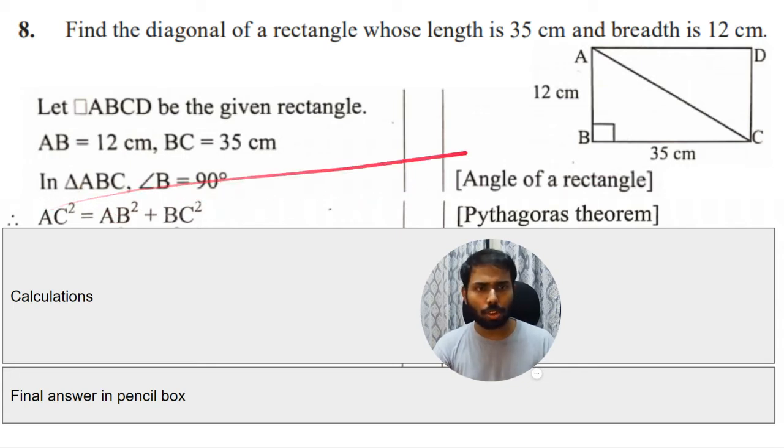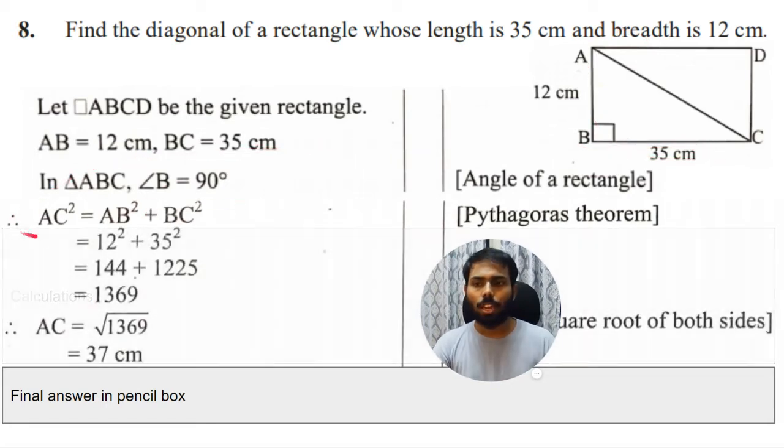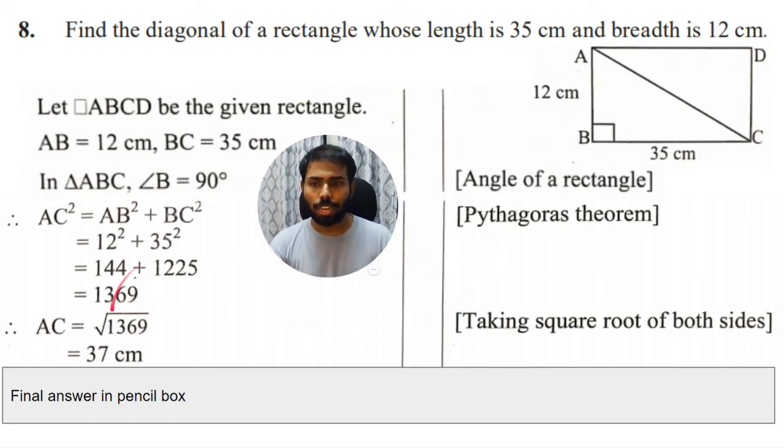Okay, then use the Pythagoras theorem. AC square, which is over here, will be AB square plus BC square, which are over here. Now you substitute and calculate. AB square is 12 square. Next, BC square is 35 square. And then you calculate. 12 square is 144. 35 square is 1225. You add both of them, you get 1369. Now you'll have to take square root on both sides, right? So AC square का हमें AC मिल जाएगा. Square and square root will get cancelled. You will get AC. And here you will get on right hand side square root of 1369.